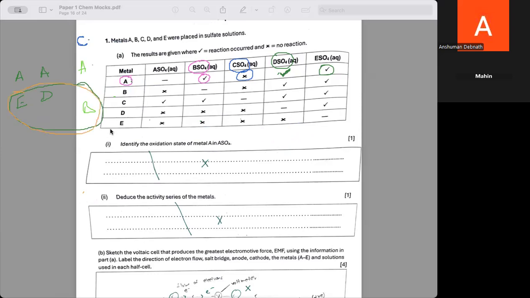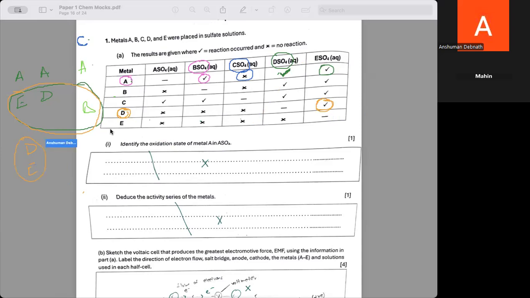Wait, go to D. Tell me, D and the ESO4, which is more reactive? D is correct because D is displacing E. Can you see this? The reaction happens, so D displaces E. D is more reactive. So write down over here: D is more reactive than E. We got this trend. Understood.